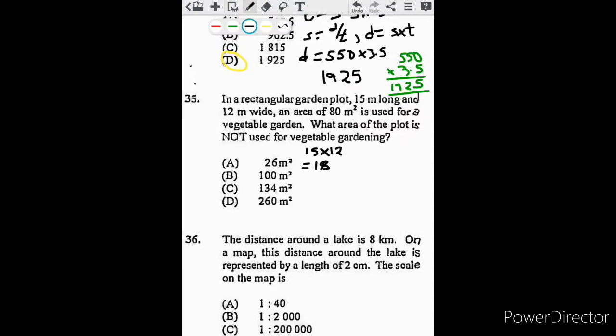We know an area of 80 meters squared is used for the vegetable garden. So therefore we need to subtract that to know how much is not in use. So we have 180 meters squared minus 80 meters squared. And simplifying that, we'll have 100 meters squared, which is not used for gardening. So that is B.